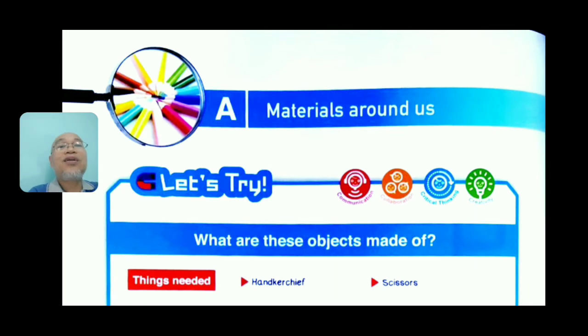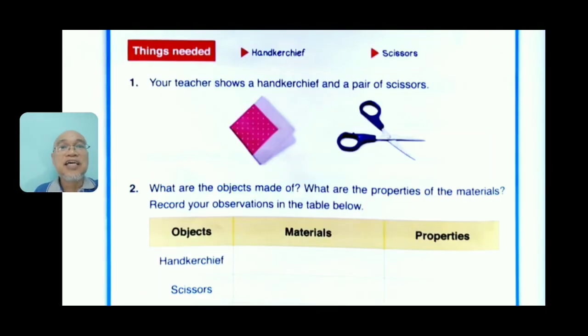Okay? Now, let's answer this activity on materials. Go to your book. What are these objects made of? Things needed: we have a handkerchief and scissors. Here, I'm your teacher showing you a handkerchief and a pair of scissors. Just showing the picture. Number 2 here, what are the objects made of? What are the properties of the materials? Record your observations in the table below.